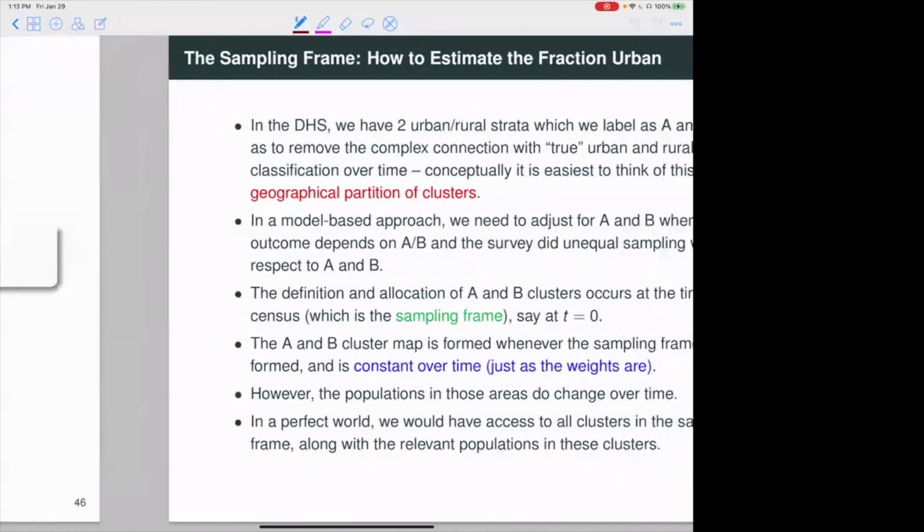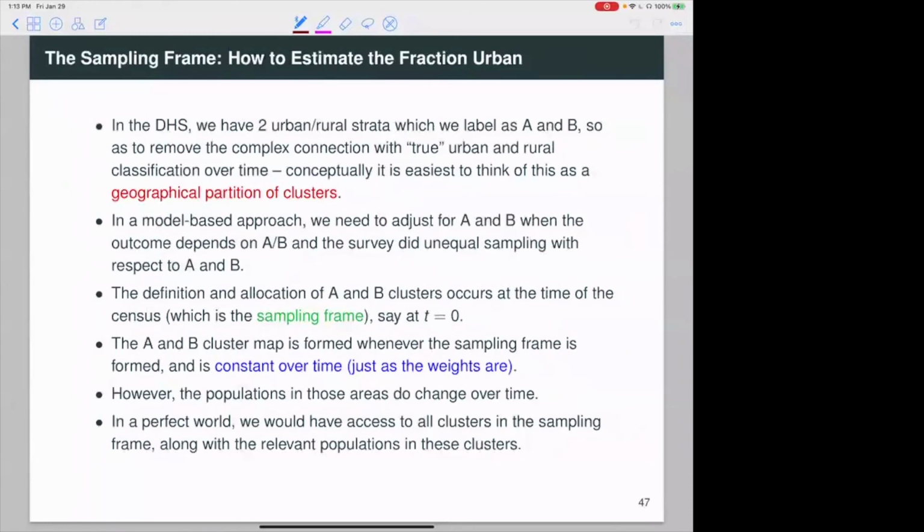So just quickly talk about this classification model. The classification is really tricky here because it's actually incredibly involved. When the sampling frame is formed, every cluster is assigned to be urban or rural, and then that's the way the samples are drawn. Then they randomly select clusters.